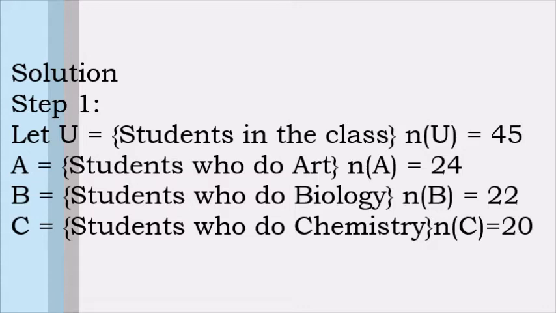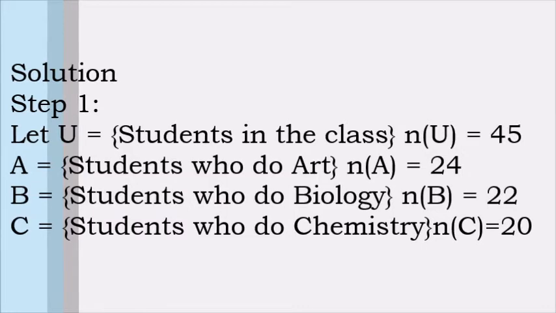A, students who do arts. Let A be students who do arts. n(A) = 24. B, students who do biology. n(B) = 22. Then C, students who do chemistry. n(C) = 20.